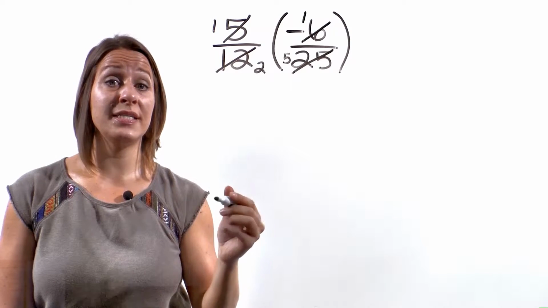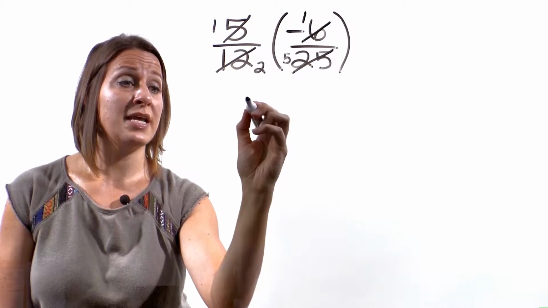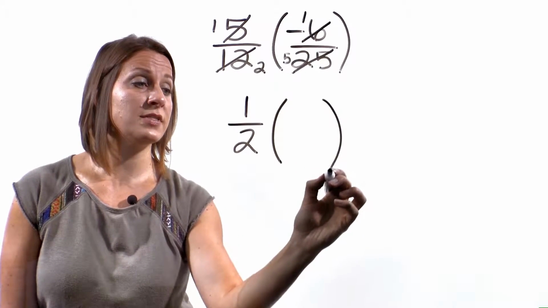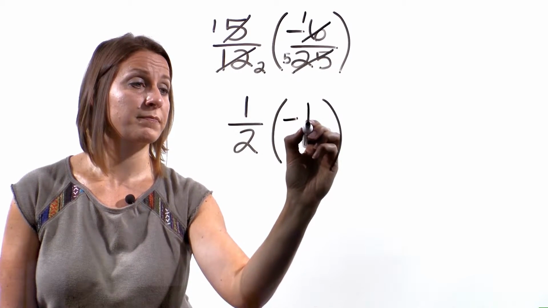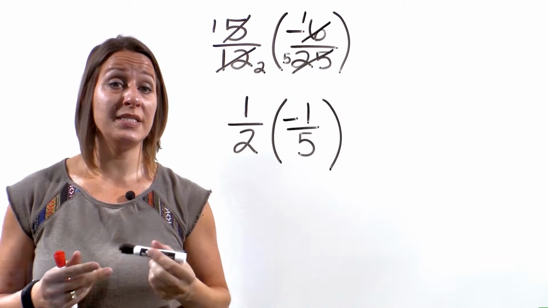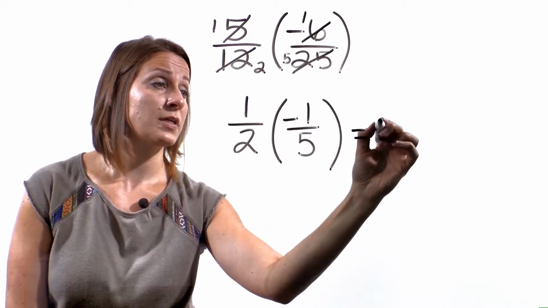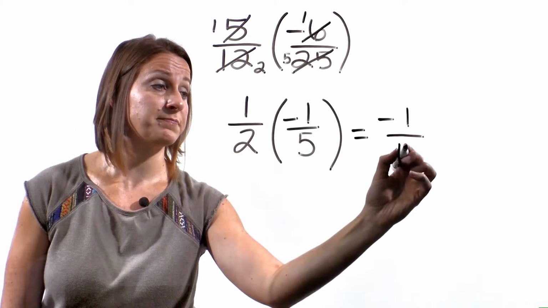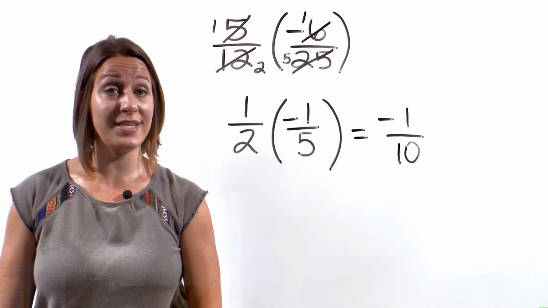Okay, since this is kind of messy, let me rewrite the problem and then we'll multiply. Our first fraction is now 1/2, times, we still have our -1/5. Now we can multiply these straight across to get our final answer. 1 times -1 is -1. 2 times 5 is 10. So the final answer to this problem is -1/10.